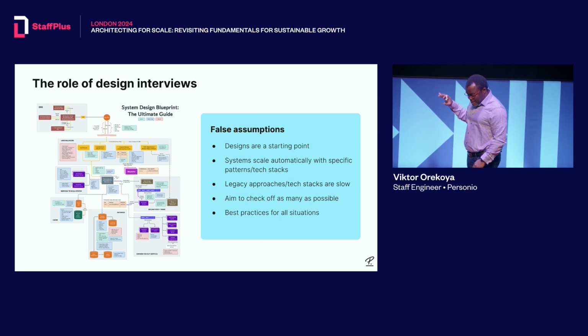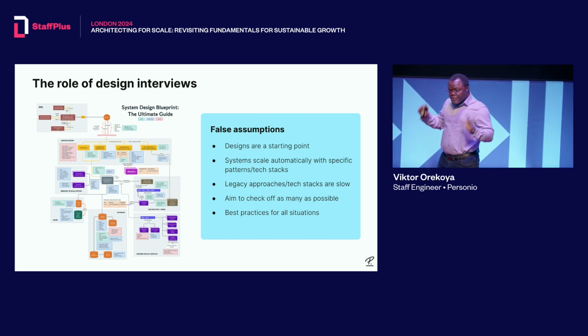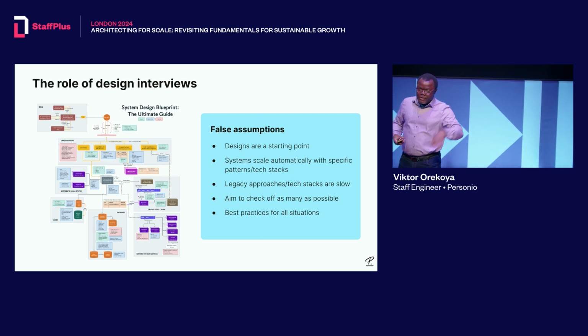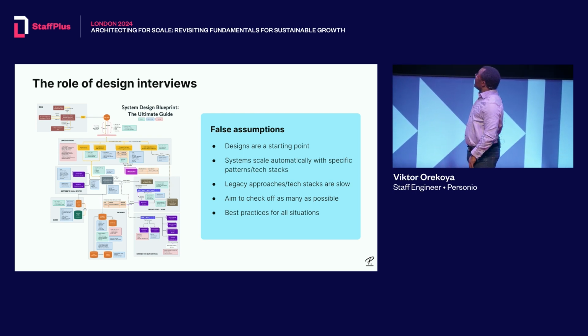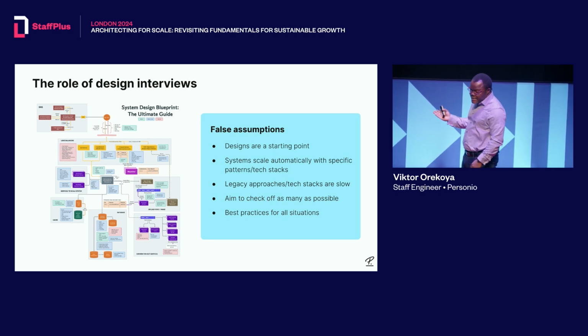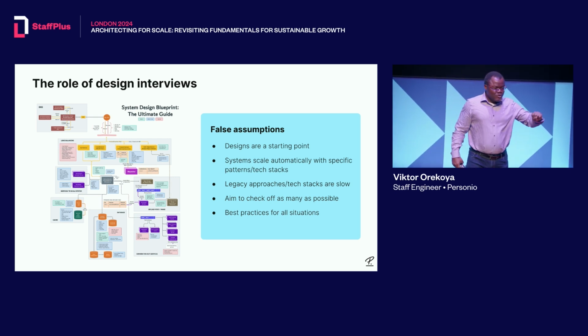So, looking at some of those false assumptions, we assume that we can scale automatically if we use all these things. We assume that we start off with those designs. But we also have a few other things that we sort of think about. We think this tech is slow.